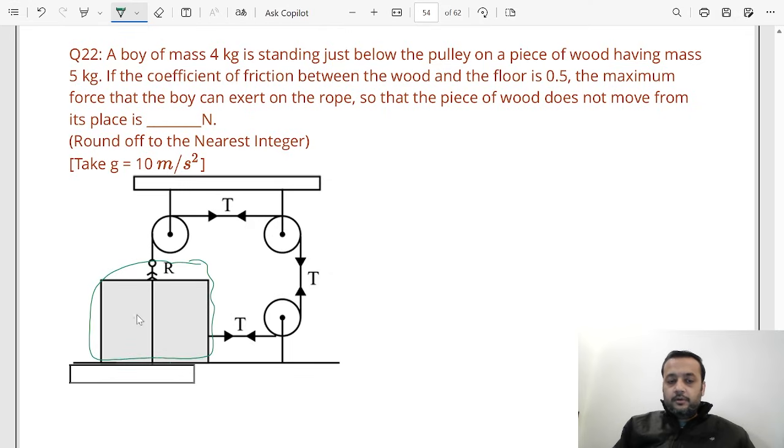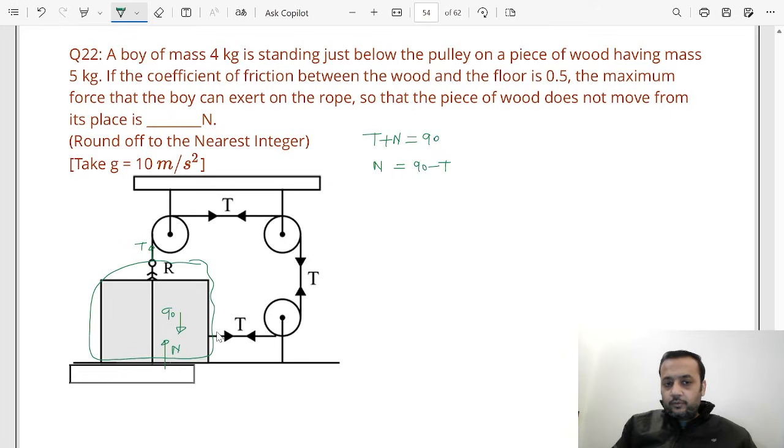The force acting on this is 9g downward, and 9g means 90, so 90 Newton force, which is mg, will act downward. Normal reaction from the ground will act up, and this tension will also act up. Tension will actually act on the hand of the boy. So we can say that T plus N should be equal to 90 because motion is not happening. That is what we have to ensure. So normal reaction becomes 90 minus T.